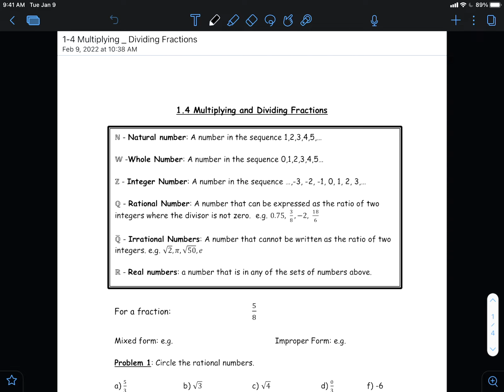So anyway, definition-wise, we'll just go over. A natural number is a number in the sequence 1, 2, 3, 4, 5, and so on. And then a whole number just includes 0. And then an integer is a number in the sequence that could be anything. Well, I suppose the natural and whole numbers are just positive values too, whereas an integer could be negative. And then a rational number is a number that can be expressed as a ratio of two integers where the divisor is not 0.